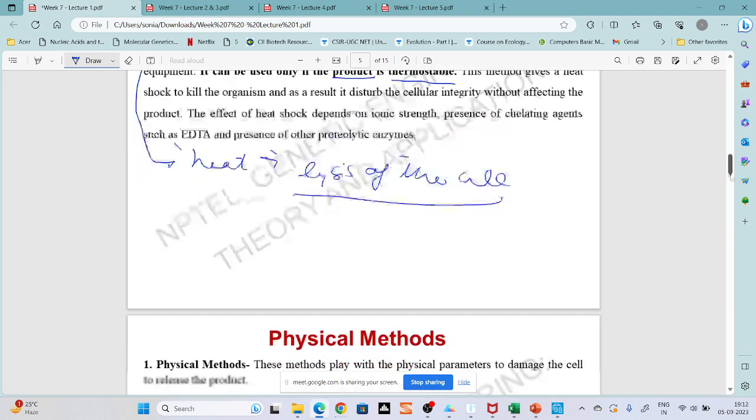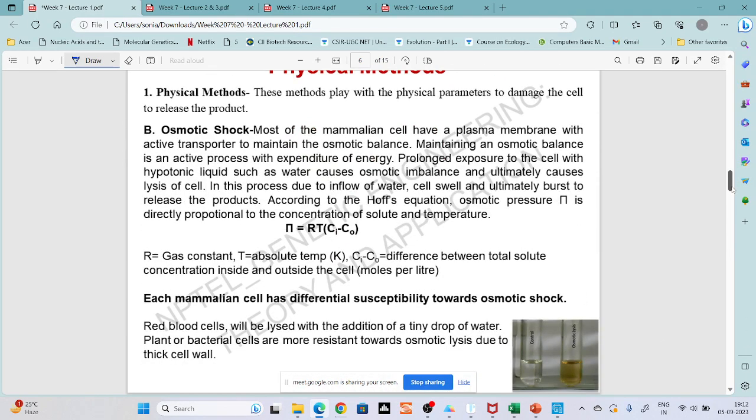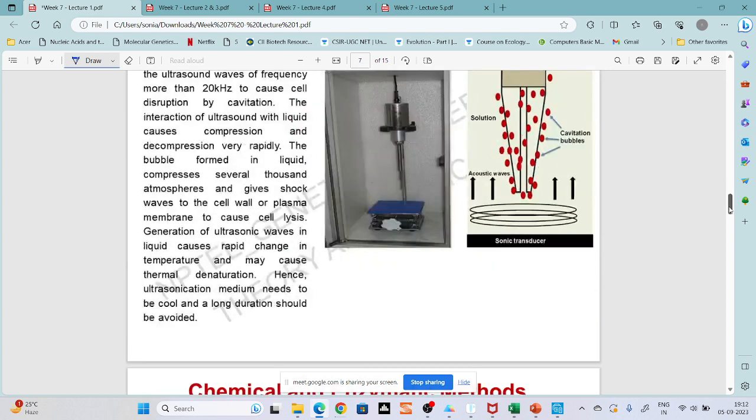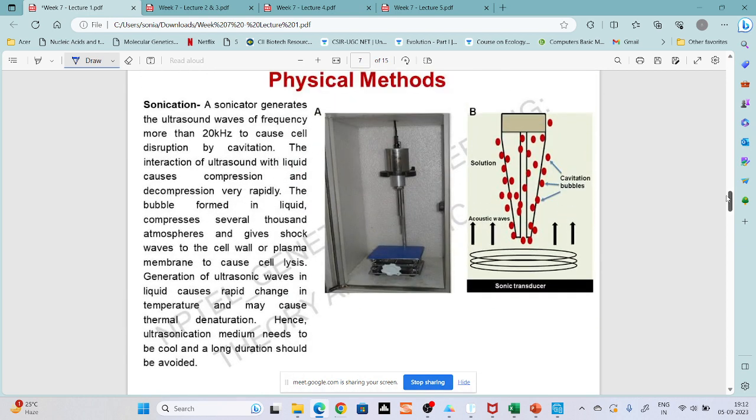Second method that we can use is the osmotic shock method, where you expose your cell to a hypotonic solution, your cell gets swollen and ultimately it will burst, and when it bursts it will release the products. Then you can have sonication methods. In sonication, you give ultrasound waves of more than 20 kilohertz, and therefore there will be so many compression and decompression events that whatever the plasma membrane or cell wall is there, it will get lysed, and then all the products will get out of it.